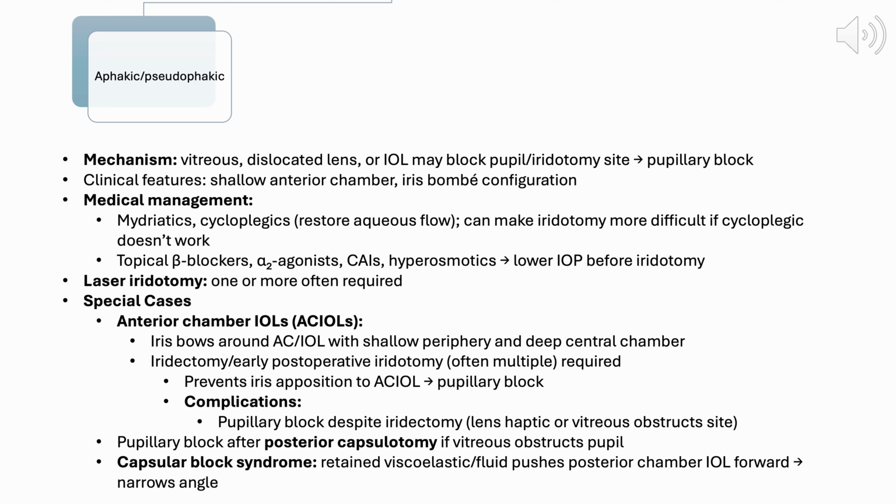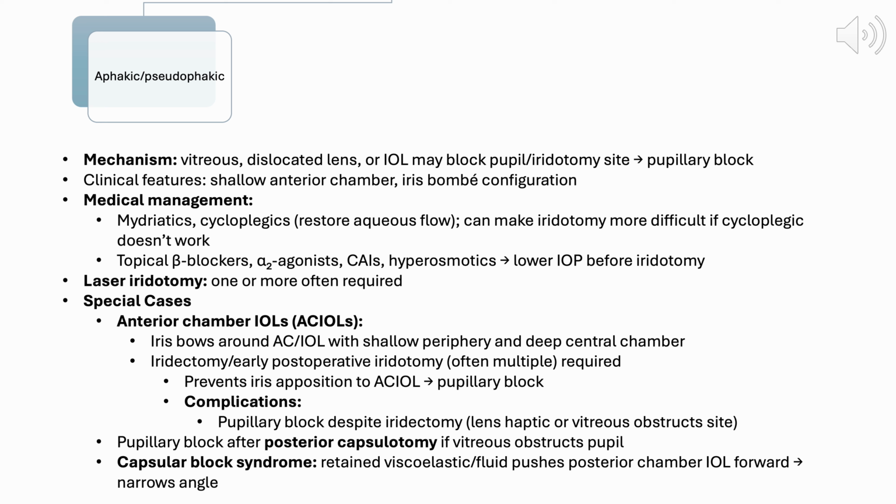In aphakic or pseudophakic eyes, a pupillary block can develop when the vitreous, a dislocated lens, or even an intraocular lens obstructs the pupil or the iridotomy site. This leads to impaired aqueous flow and results in a characteristic iris bombé with a shallow anterior chamber. For medical management, the initial approach includes mydriatics and cycloplegics, which help restore aqueous flow. However, these agents may make an iridotomy more challenging if the lens remains fixed.